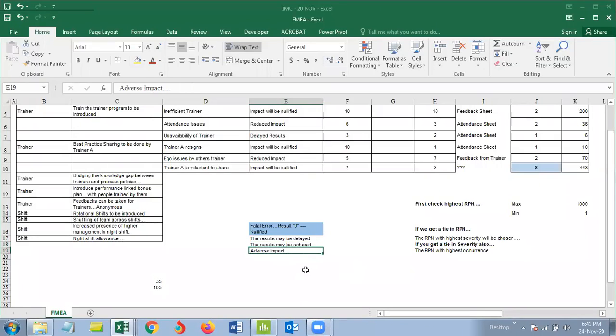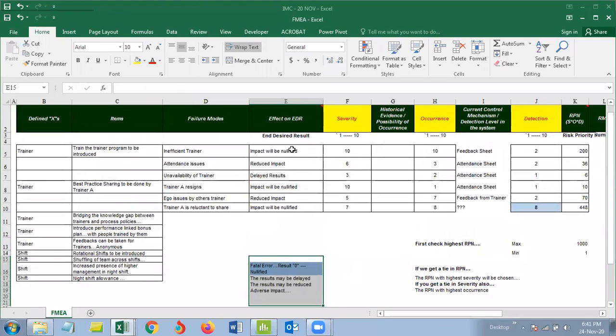Or altogether, you may have an absolutely negative impact. Forget about positive. It will impact you negatively. It's a very bad situation to be in. So failures can lead in multiple ways to impact your net output, whatever you were expecting. So as a team, we'll sit down and brainstorm what will happen. Say, inefficient trainer, the impact will be nullified. No more improvement because this guy is not able to give any extra knowledge. So pretty much no improvement, zero.